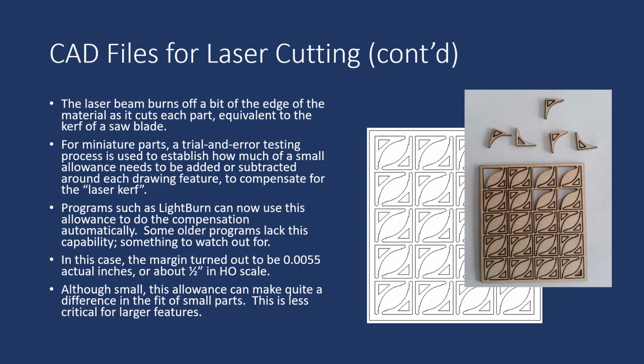Programs such as Lightburn can now use this allowance to do the compensation automatically. Some older programs lack this capability, which is something to watch out for. In this case, the margin turned out to be about 5.5 thousandths of an actual inch, which is about 1/2 inch in HO scale. Although small, this allowance can make quite a difference in the fit of very small parts. However, this is less critical for larger features such as the entire wall width.